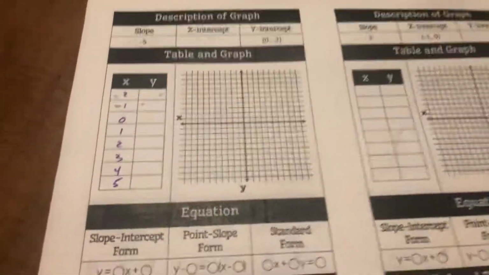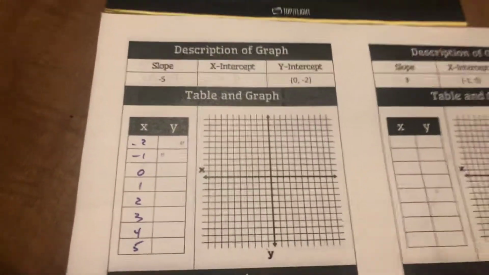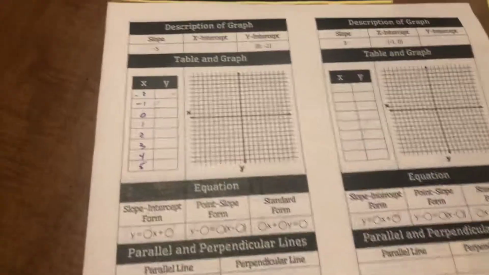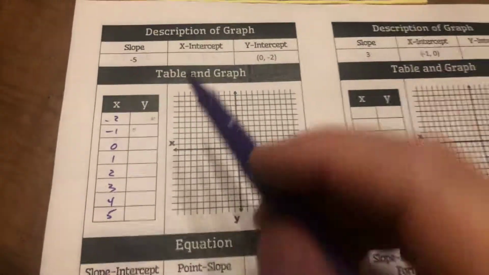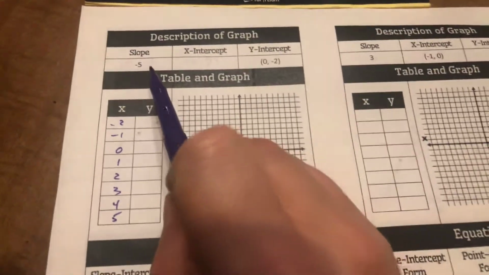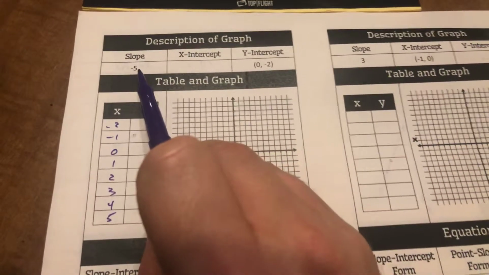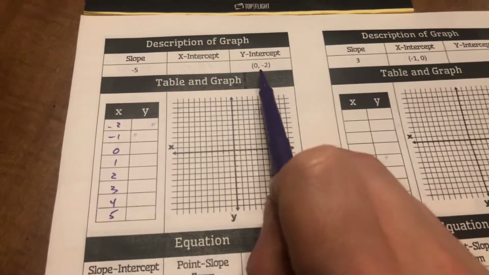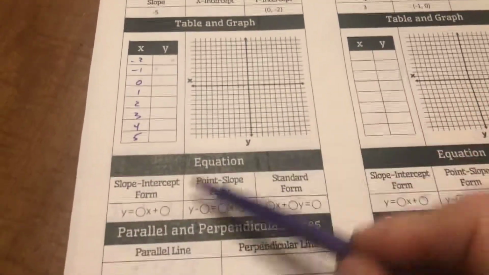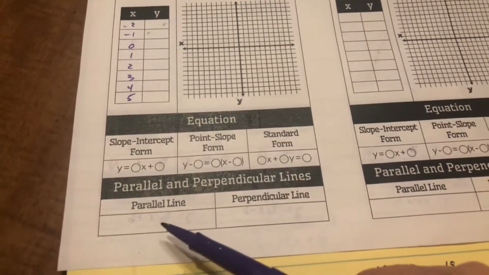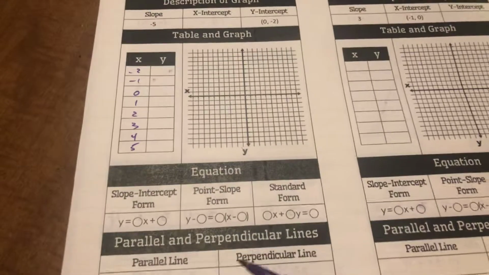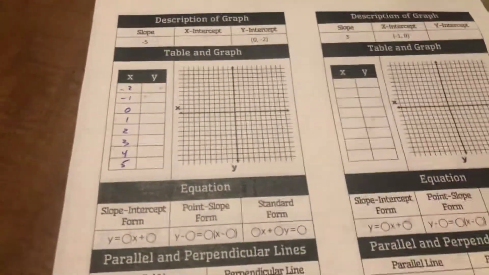Okay, so on your extra practice, you have this worksheet. You have 2 on the front, 2 on the back, and what you're doing is some of these you're giving different information. Here you're given that the slope is -5, y-intercept is (0, -2), and you'll need to fill out a table and graph it, write your equations, and write a parallel and perpendicular line to the line that you have here on the graph.